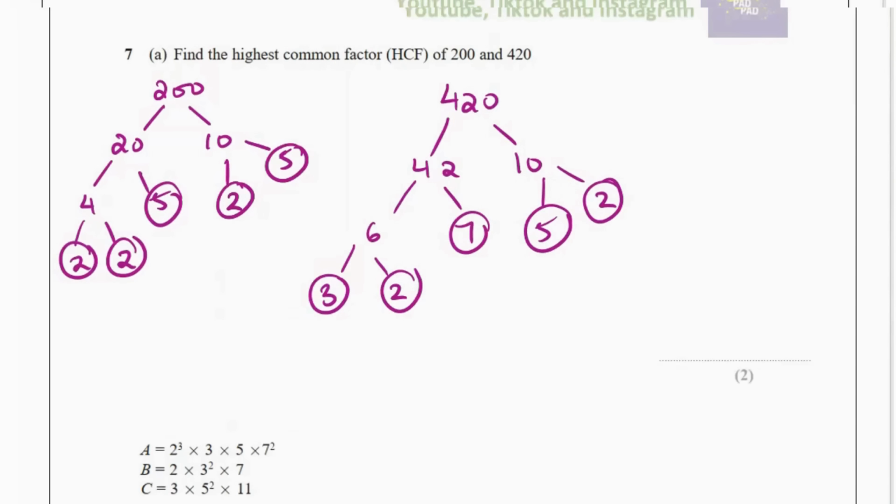So HCF is going to be 2 is common, 5 is common, another 2 is common, and that's it. So HCF is going to be 2 times 2 times 5, which is 20. That is your highest common factor.